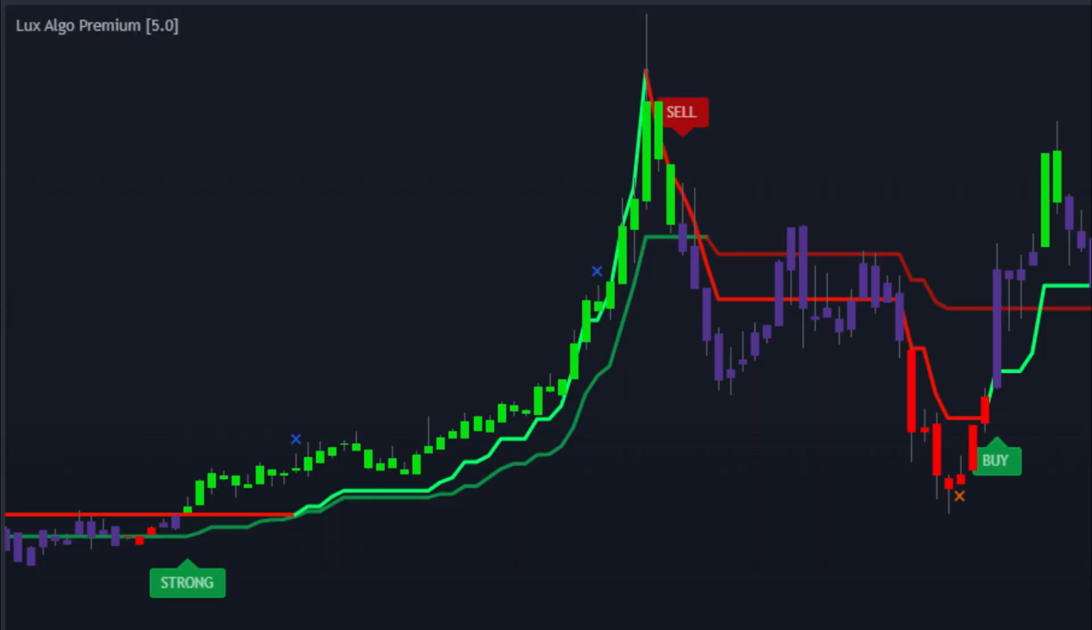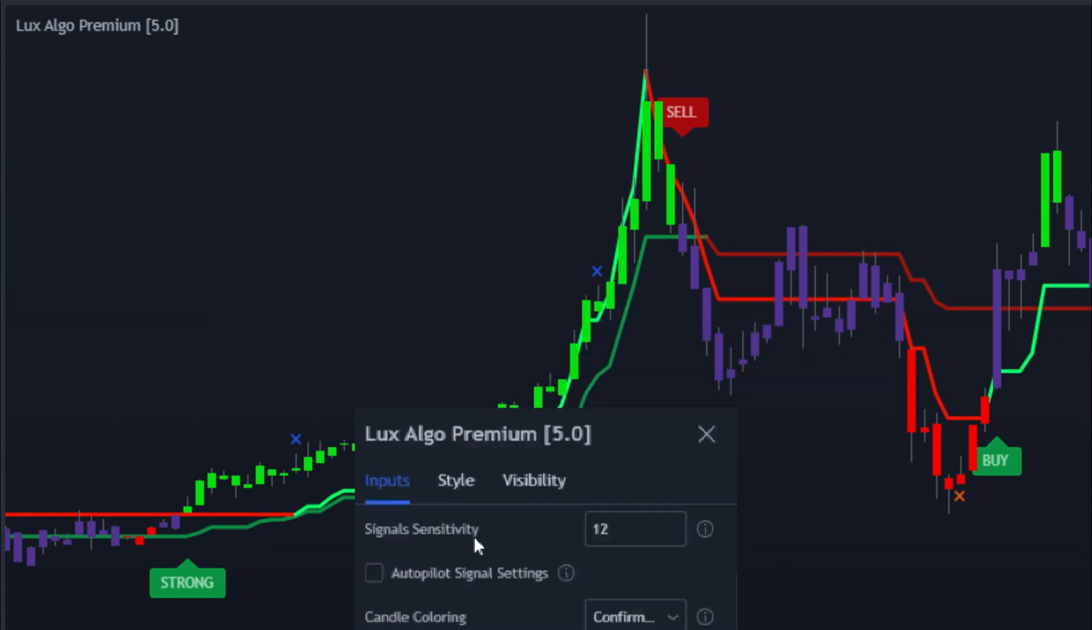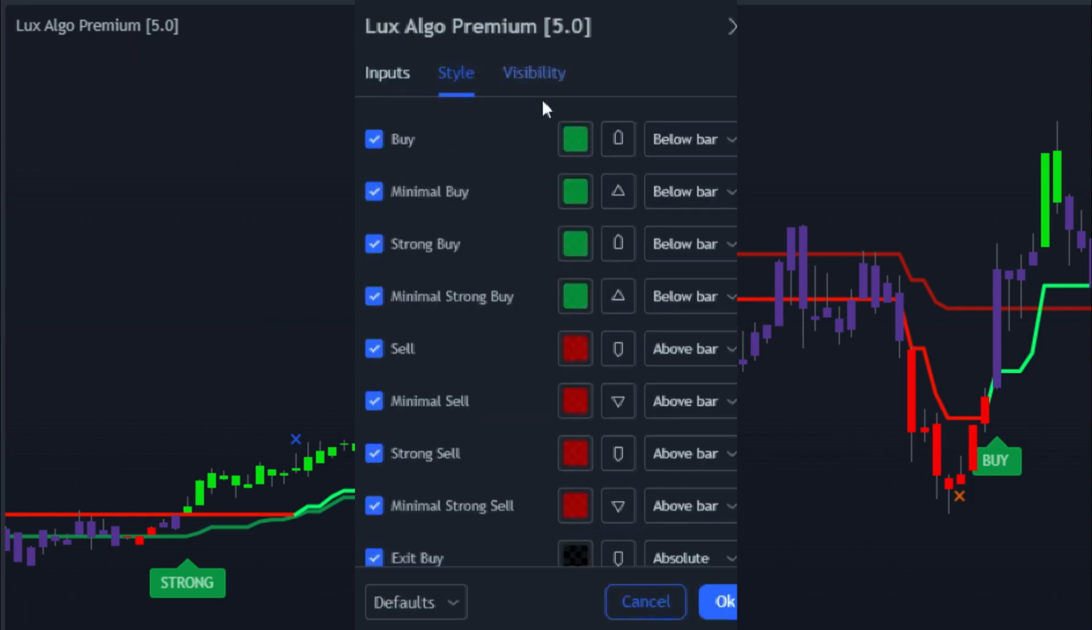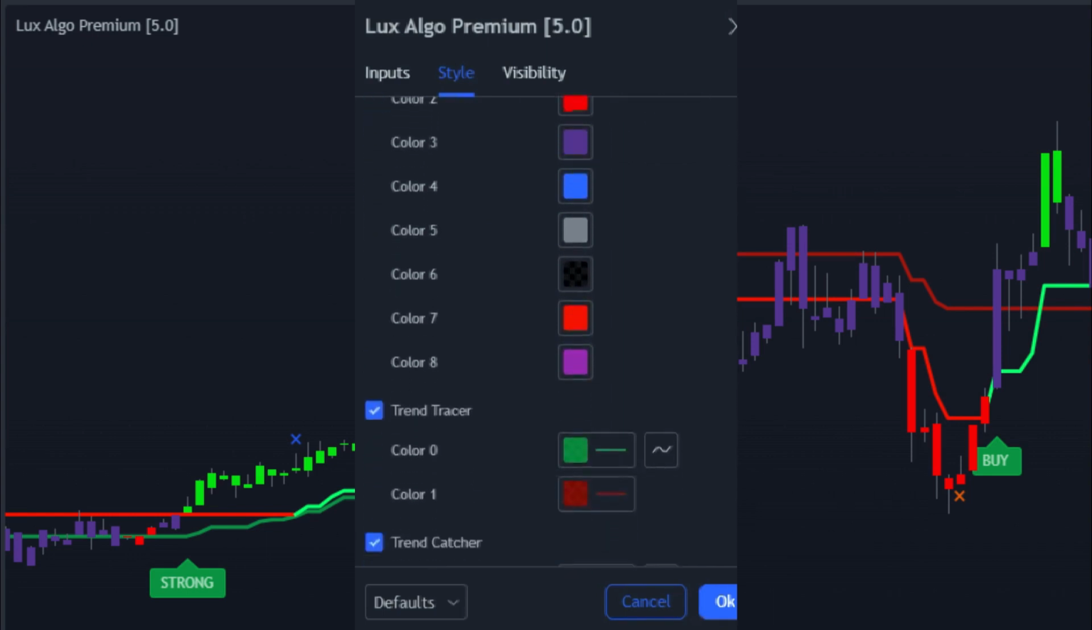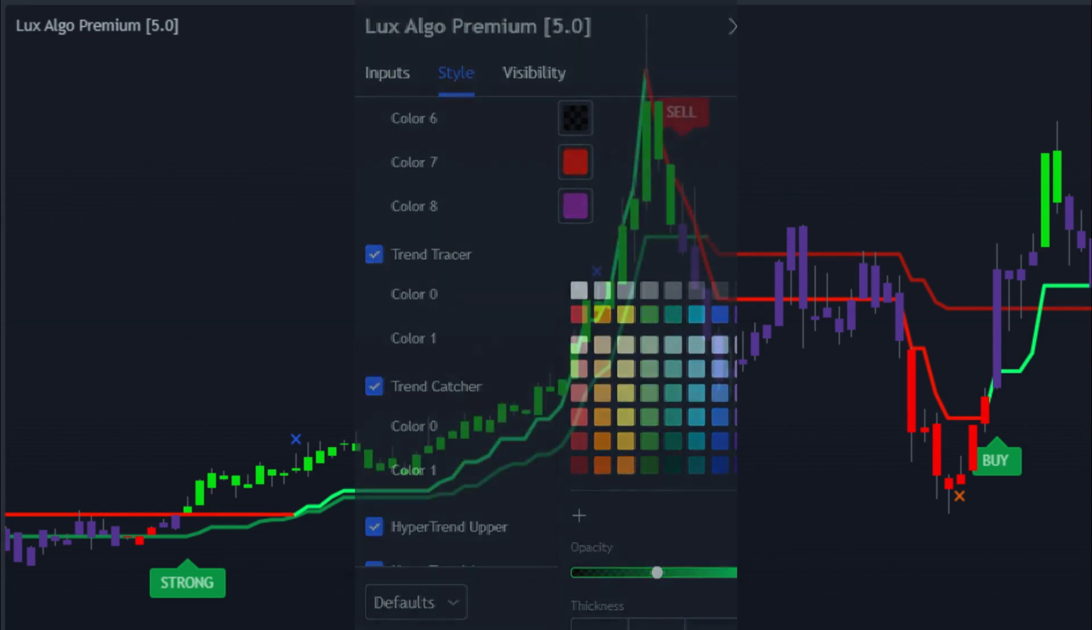We also like to combine the trend tracer and the trend catcher together on the same chart. In order to differentiate between the two lines, there is a colour difference between the two. We also like to increase the thickness of the lines, so it's easier to see them. To do this, go into Style Settings, scroll down to Trend Tracer and change the size by making the line thicker. You can change the colour or style of all of the indicators in this way as well.